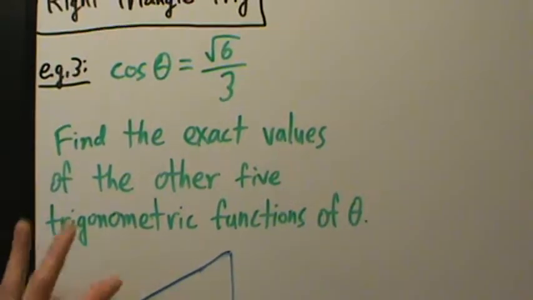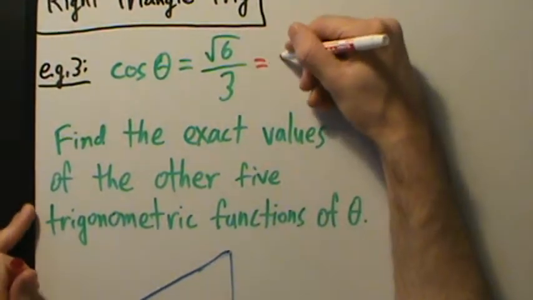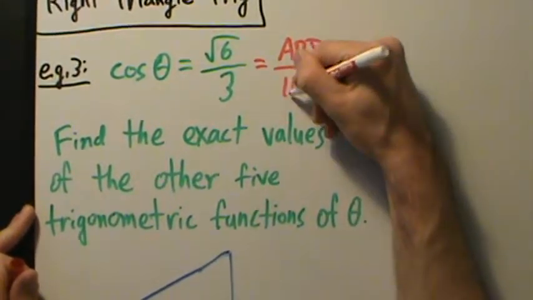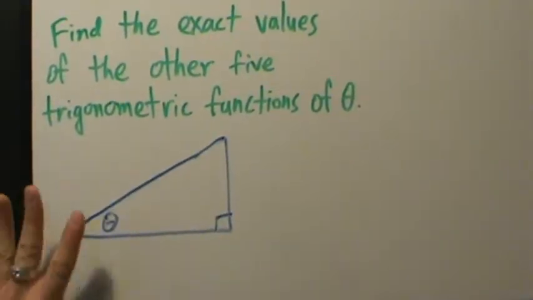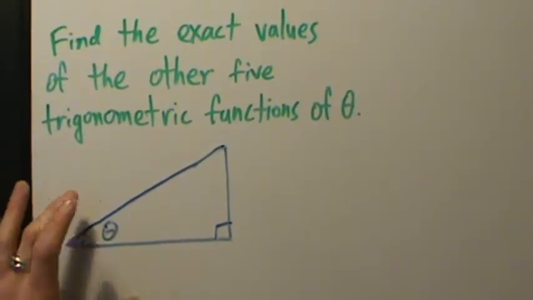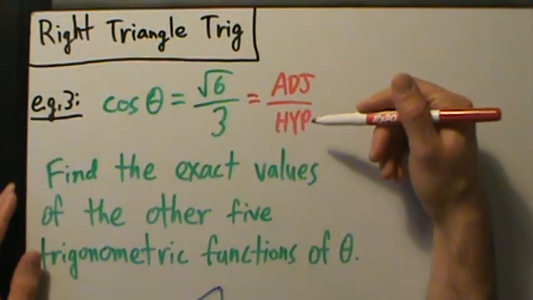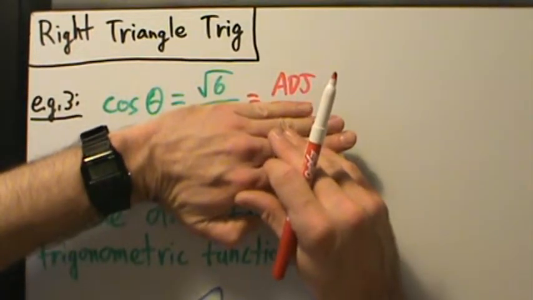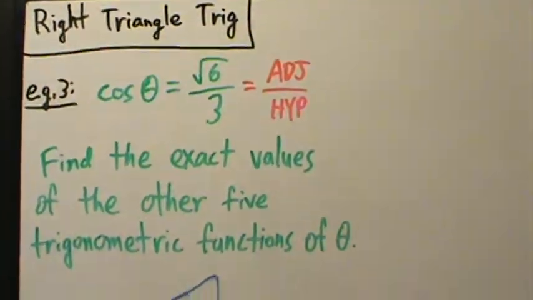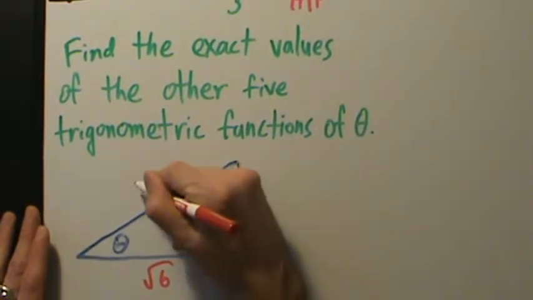So cosine of theta is the square root of 6 over 3. Remember, the cosine is the adjacent side over the hypotenuse, right? Okay, so there's actually going to be a few different ways we could label this triangle, but let's keep it simple. If cosine is adjacent over hypotenuse and we're given that the cosine of theta is the square root of 6 over 3, well, let's just say that square root of 6 is the adjacent side and 3 is the hypotenuse. Okay, we'll just say that for simplicity's sake. So this is going to be root 6 and this is going to be 3.